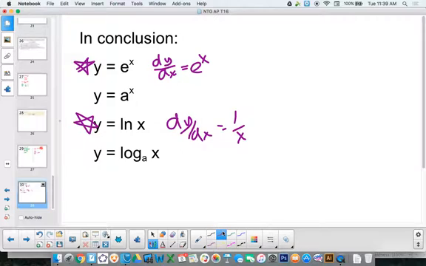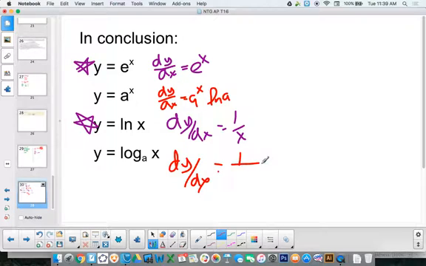And likewise, for a to the x, you're going to do a to the x, but because your base is not e, you need to multiply by the natural log of your base. Same thing for log base a of x. Your derivative is 1 over x, but because your base isn't e, you need to have natural log of your base in there. I always put it on the bottom for log and on the top for the exponent, because they're opposites, so they go in different places.